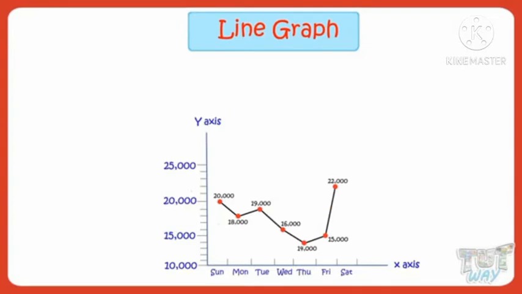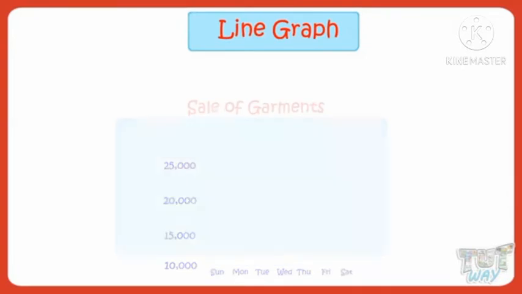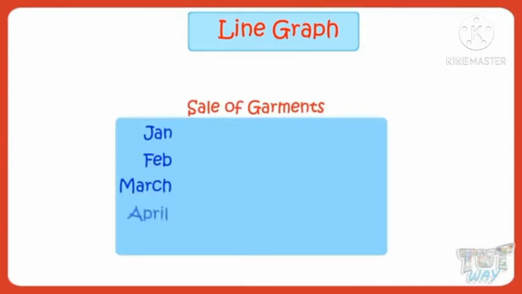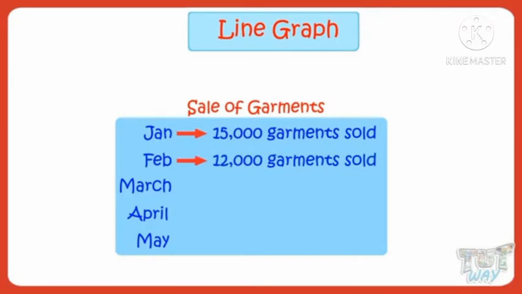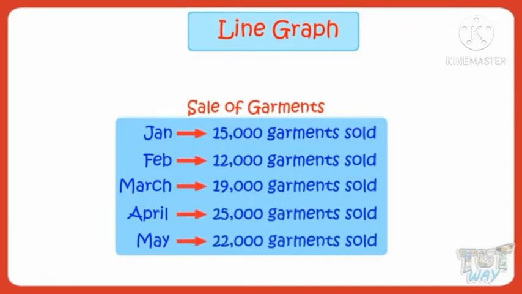It makes comparison easier. Let's understand with the help of examples. Dear students, the sale of garments was noted down with particular companies. So here the 5 months are given, that is Jan to May. Garments sold in the month of January were 15,000, and in the month of Feb 12,000 garments were sold, and in March 19,000 garments were sold, and so on.